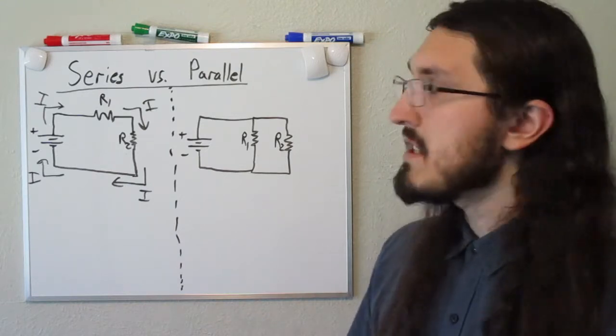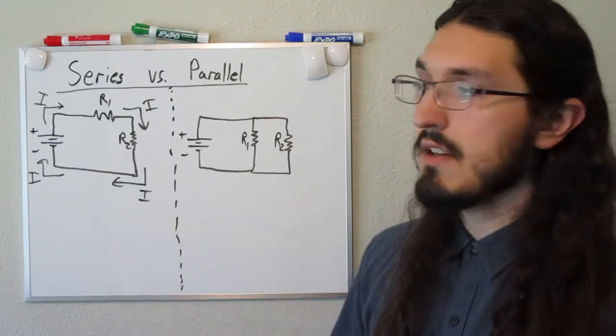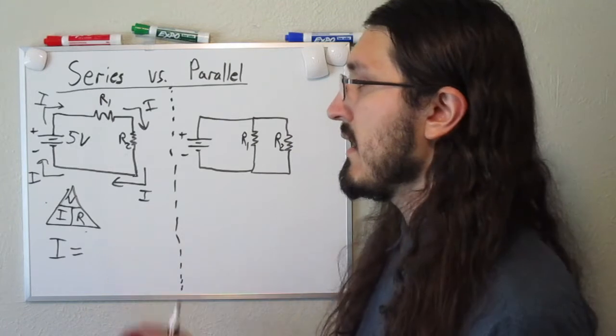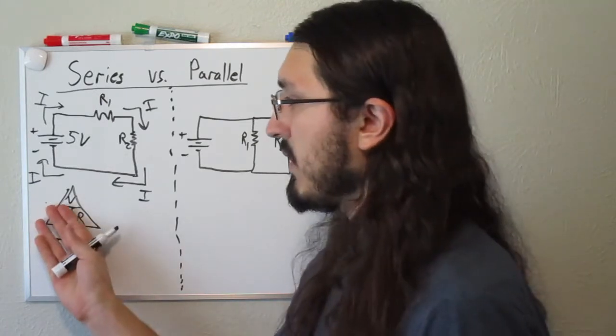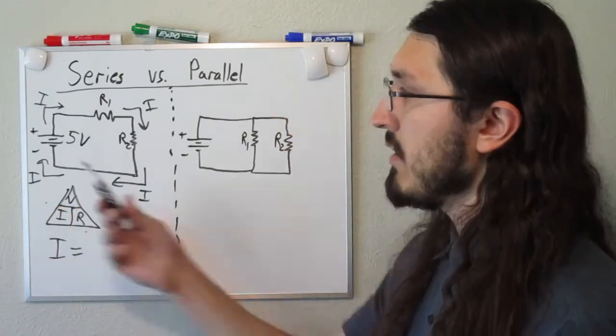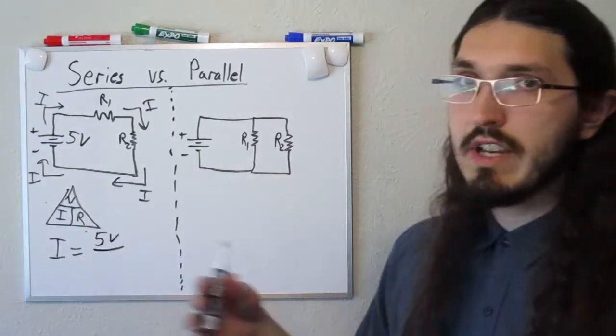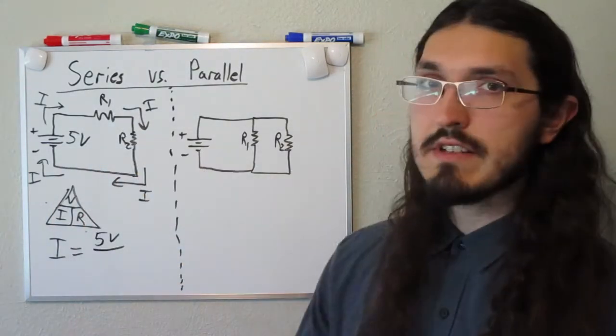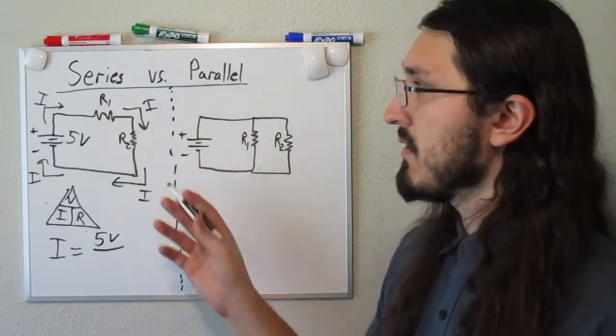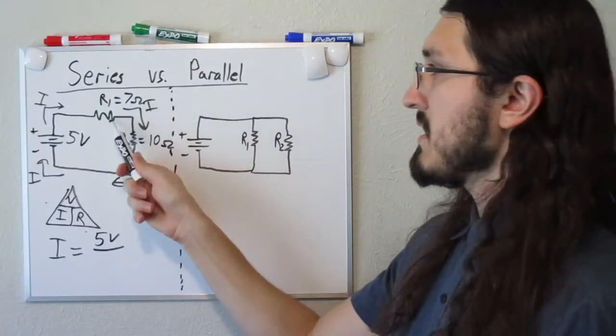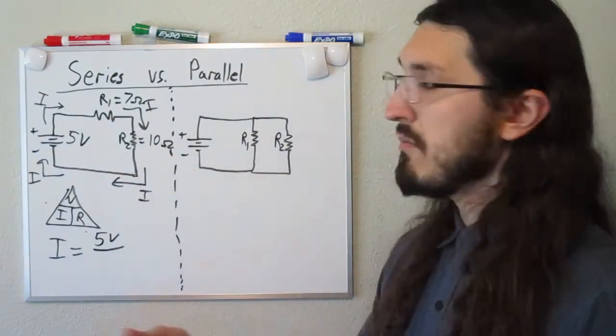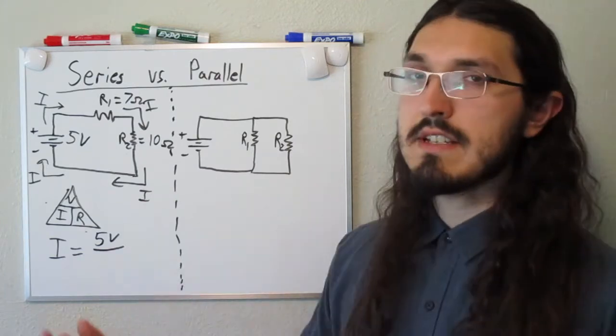If we know what the voltage is, we can calculate this current using Ohm's law. My triangle for Ohm's law looks like this. If I want to find current, I have to cover it up, and I have voltage divided by resistance. If we know that this voltage is 5 volts, then all we need to know is the resistance. For a series circuit, the total resistance is just the sum of the resistances. If I use a 7 ohm resistor here and a 10 ohm resistor here, 7 plus 10 is 17, so my total resistance is 17 ohms.